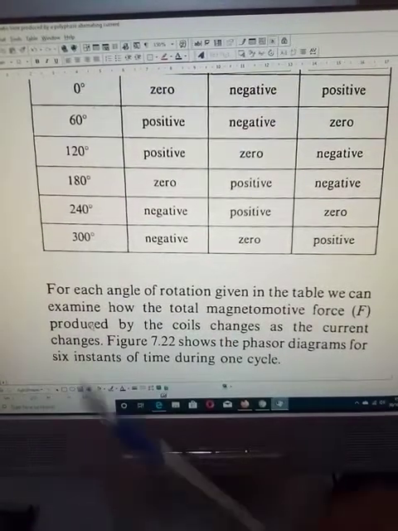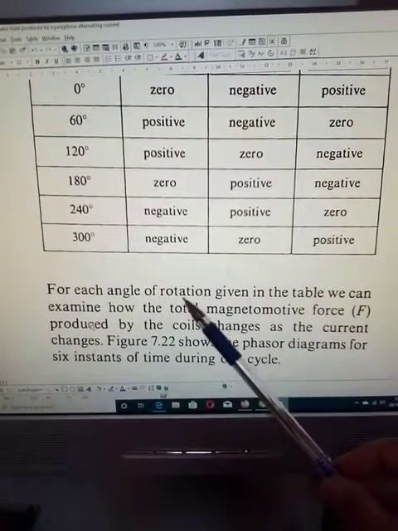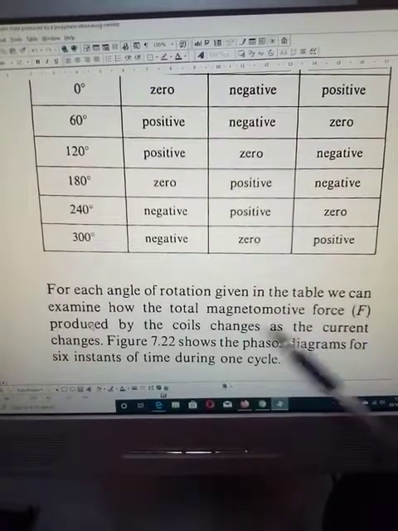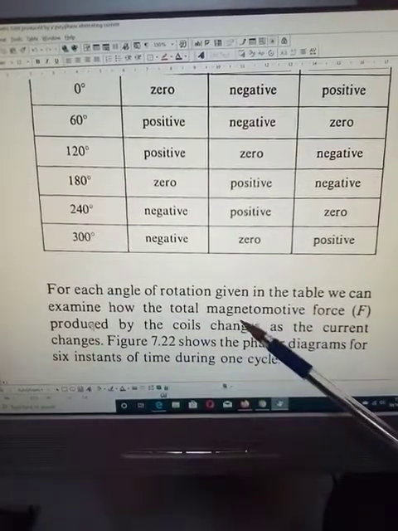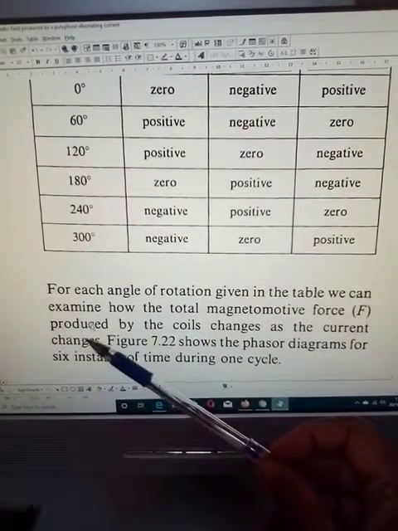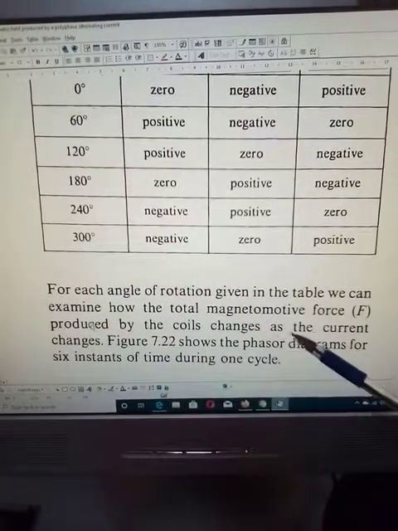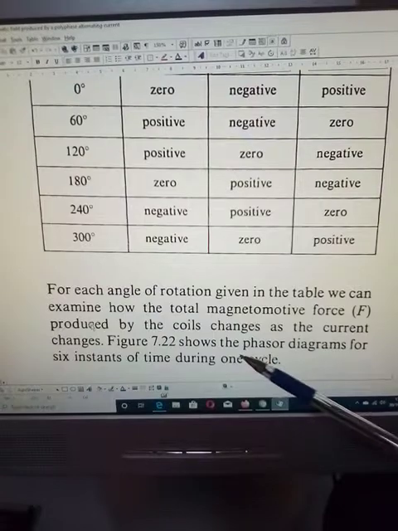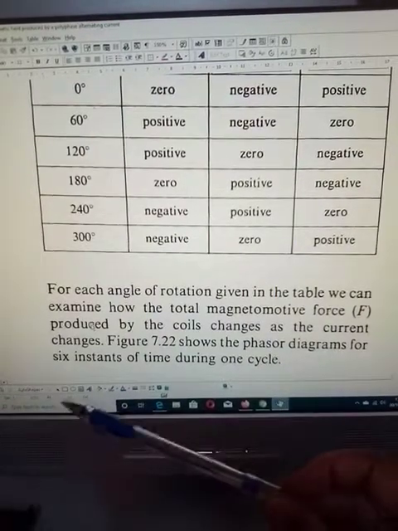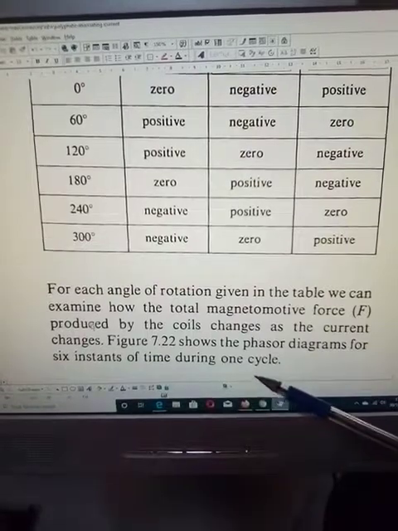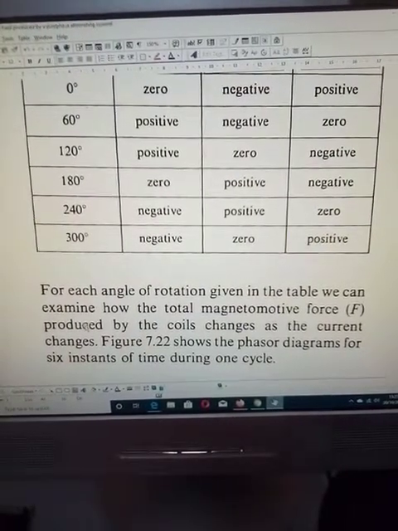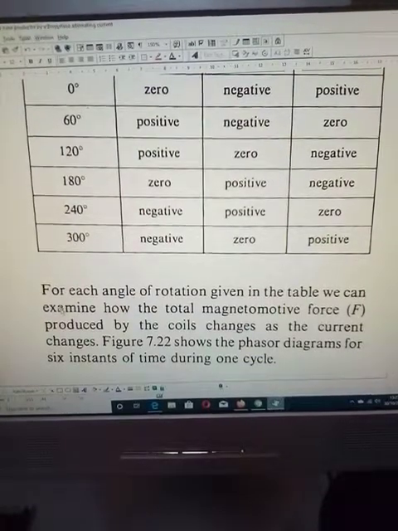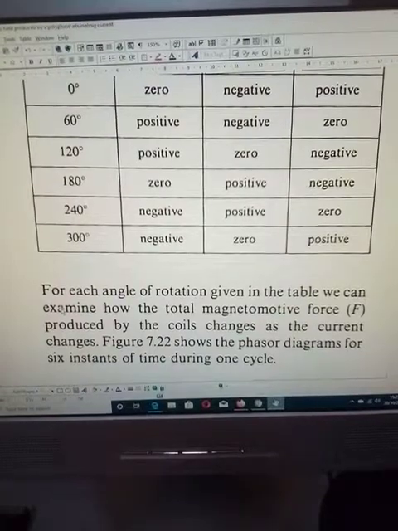Now, for each angle of rotation given in the table, we can examine how the total magnetomotive force F produced by the coils changes as the current changes. Figure 7.22 shows the phase diagrams for 6 instants of time during one cycle. Now remember, this is only an instant of time in one cycle, okay? And remember, your cycle will cover 360 degrees, so it will return to point 0.